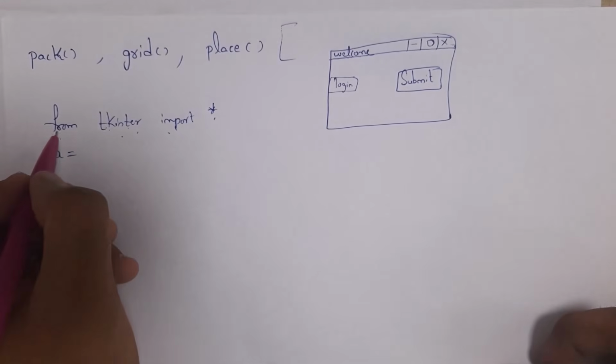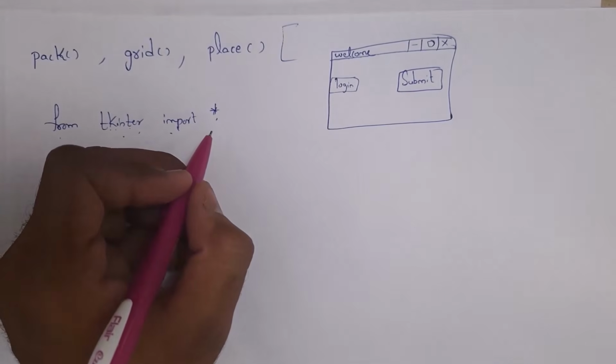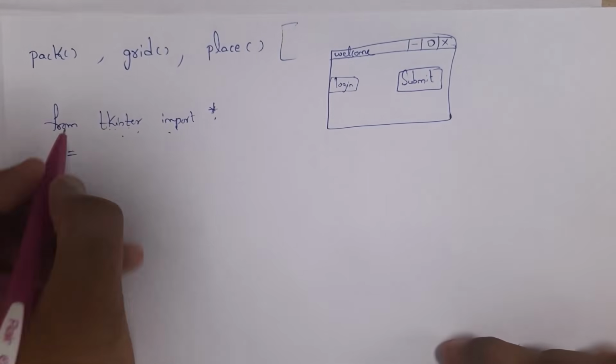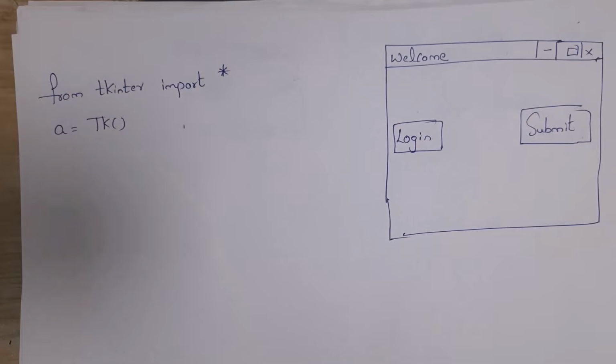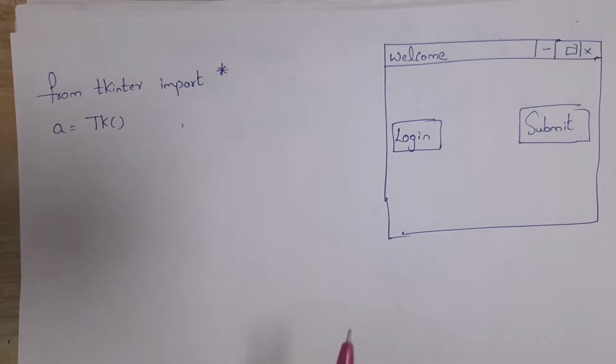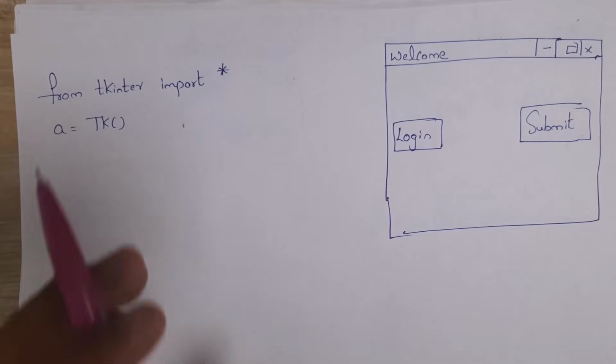Guys, whenever you write here from tkinter import star, then there is no need of writing module name again. Directly you can write method. Method is capital tk. Guys, for tk method, T is capital letter, not small letter. And this tk method is used to create window. So whenever you write here a equal to tk, it will create window.